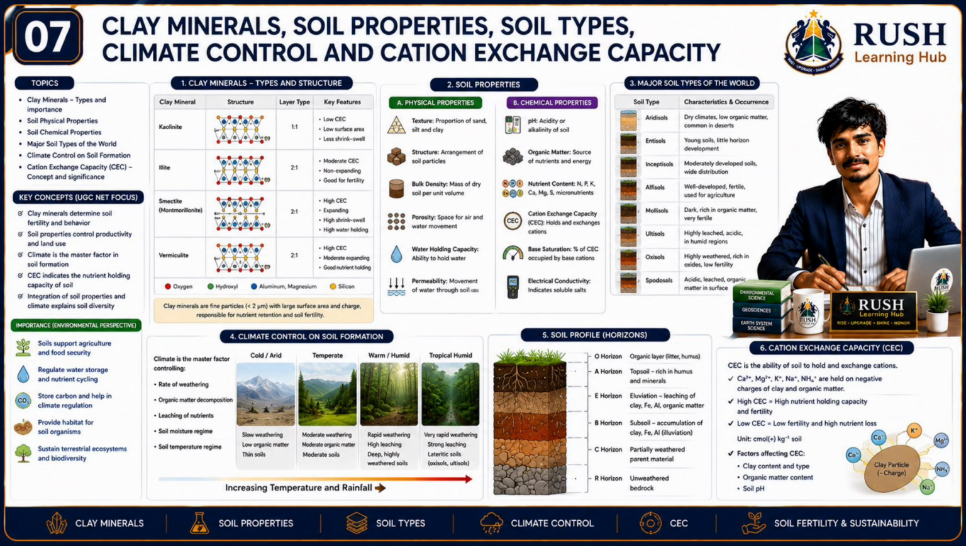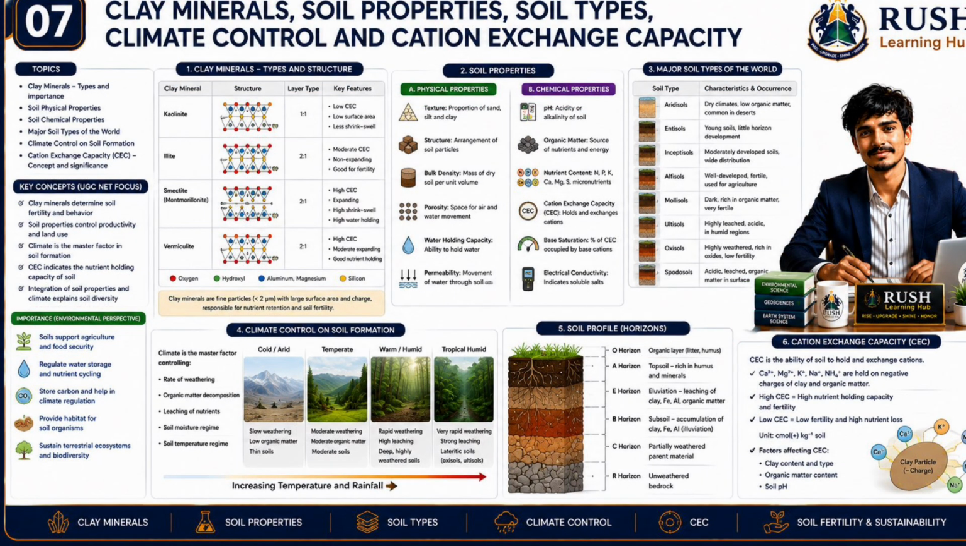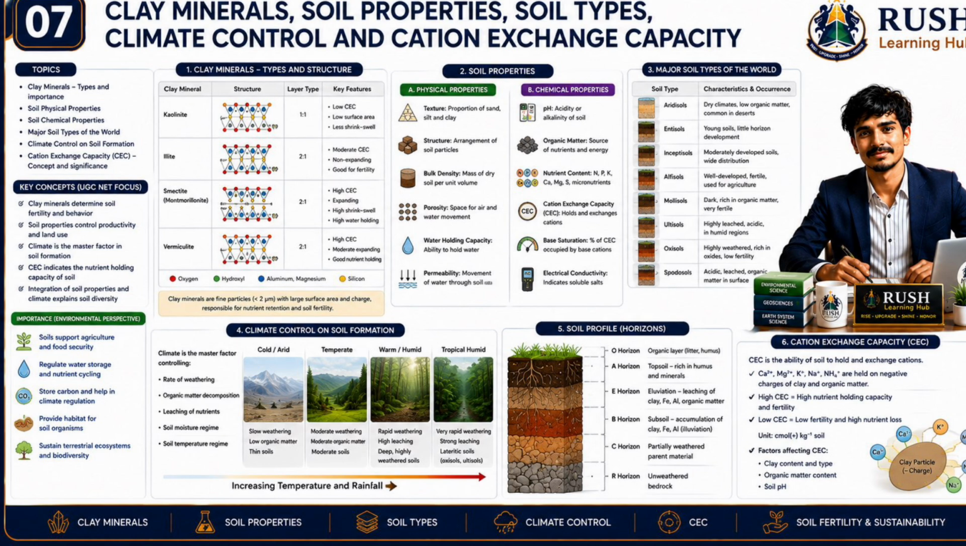Now let us examine the chemical properties of soil. One important parameter is soil pH. Soil pH determines the acidity or alkalinity of soil and influences nutrient availability. Most crops grow best in slightly acidic to neutral soils having pH values between 6 and 7. Organic matter contributes nutrients and improves soil structure. Essential nutrients present in soils include nitrogen, phosphorus, potassium, calcium, magnesium, sulfur, and various micronutrients.